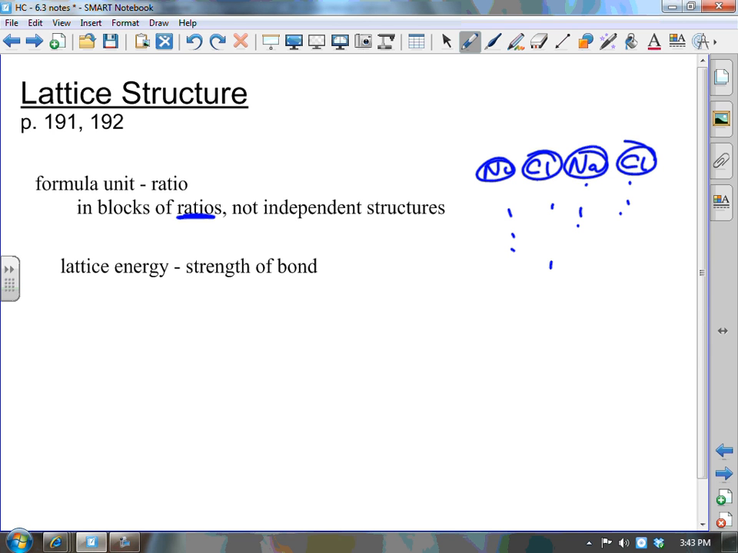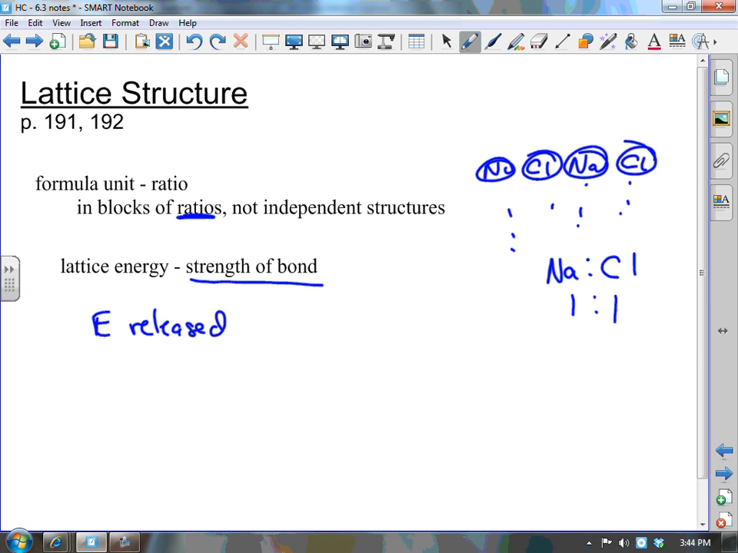What we know is the ratio of Nas to Cls is 1 to 1. That's what we're most concerned about, so they briefly talk about that. Then we talk about lattice energy. The definition of lattice energy is really the strength of the bond. How do we actually calculate this? We will spend more time on bond energy later on.